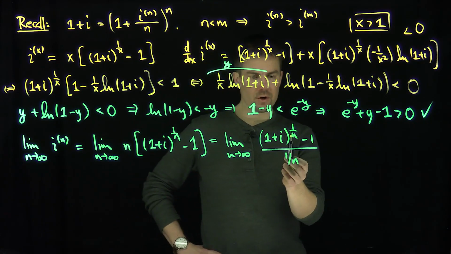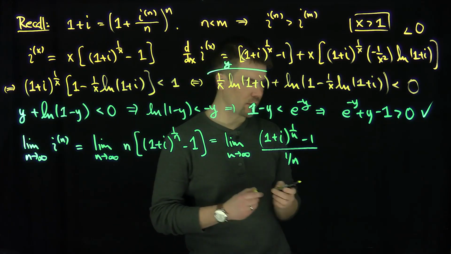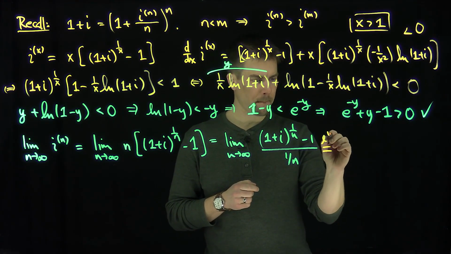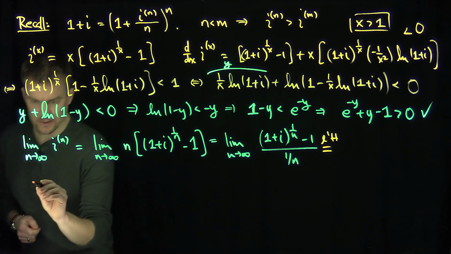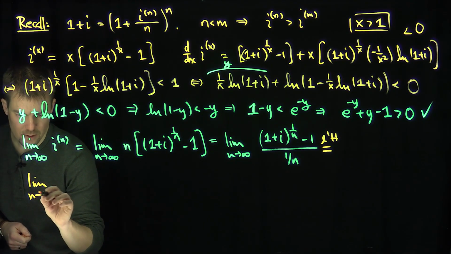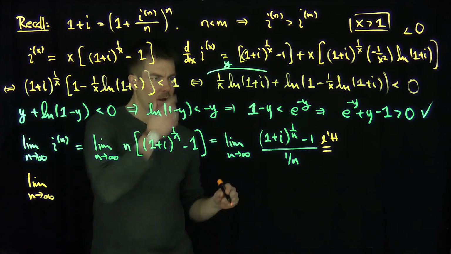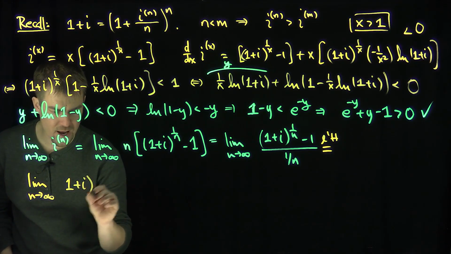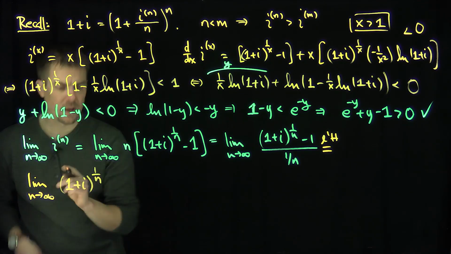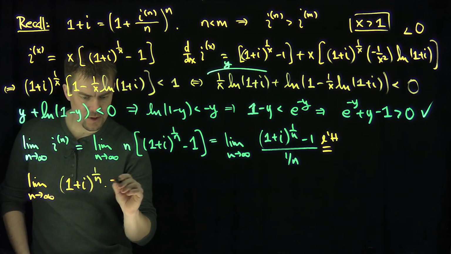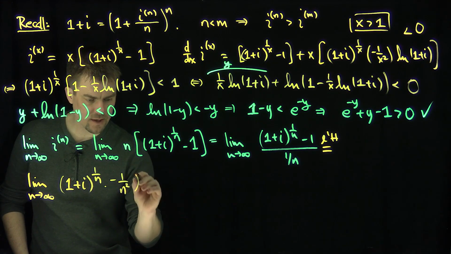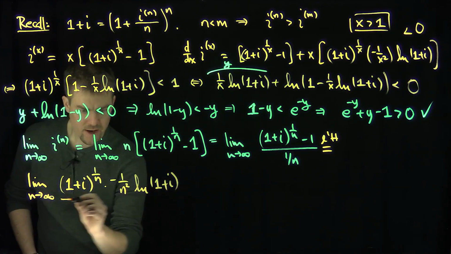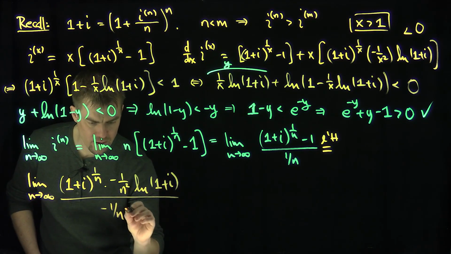Now the numerator is going to 0 and the denominator is going to 0, so I can use L'Hopital's rule. So by L'Hopital's rule, this will be equal to the limit as n goes to infinity of the derivative of the top, which is going to be (1 plus i) to the 1 over n times negative 1 over n squared times the natural log of 1 plus i. The derivative of 1 is clearly 0, and that's divided by negative 1 over n squared.